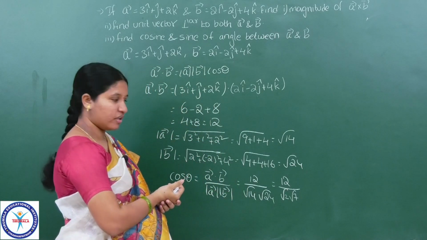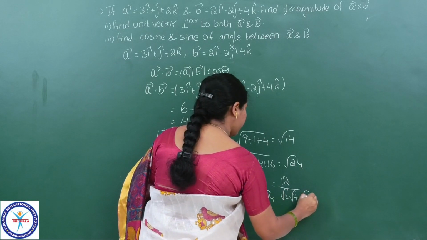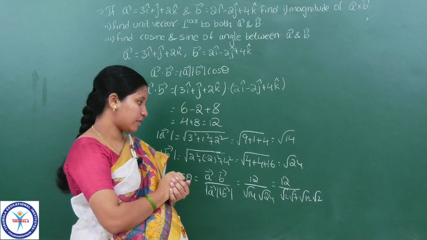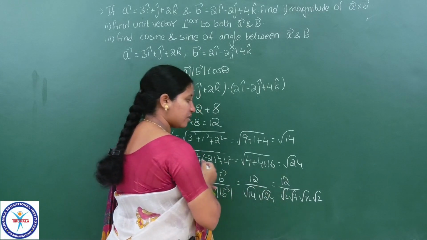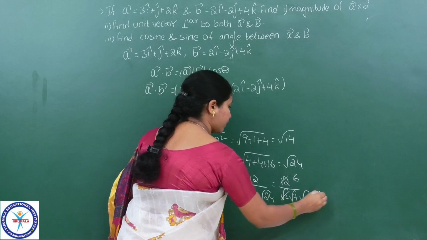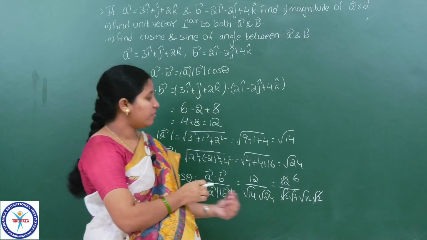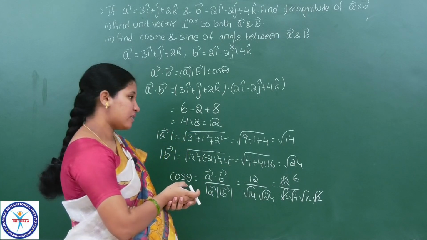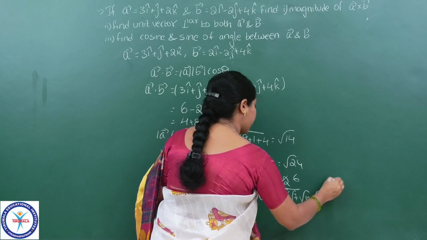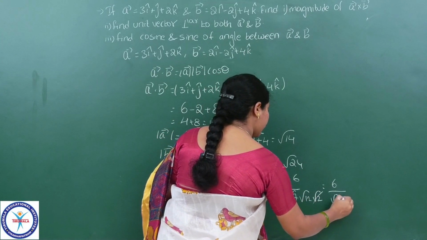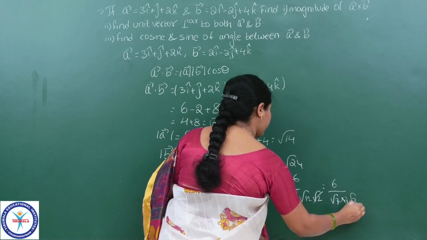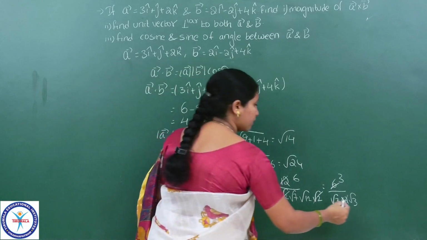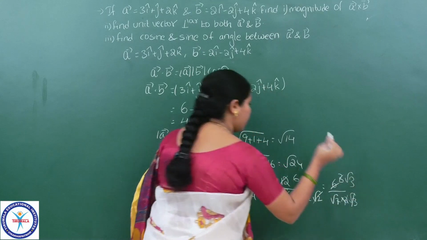And root 24 as root 12 into root 2. So root 2 into root 2 gives us 2. So that 2 cancels 12 6 times. And again we can write root 12 as root 4 into root 3, and root 4 can be written as 2. So finally we get 6 by root 7 into 2 root 3. So 2 cancels this 3 times and we can cancel root 3 root 3 times.